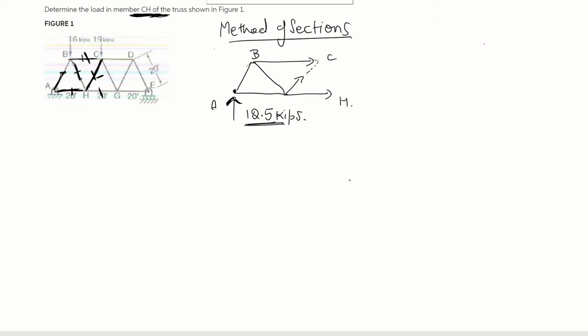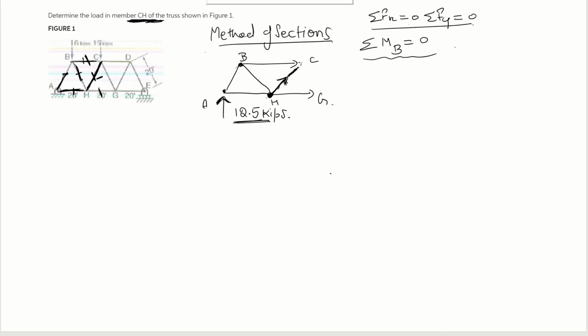In the method of joints, we used sigma Fx equal to 0 or sigma Fy equal to 0. These are basically the two equations which we used. Now we will use the moment equation. So I will take the moment about point B or point H, depending upon the requirement of the question. Let's start with taking the moment about point B, because I want to find the load in member CH.